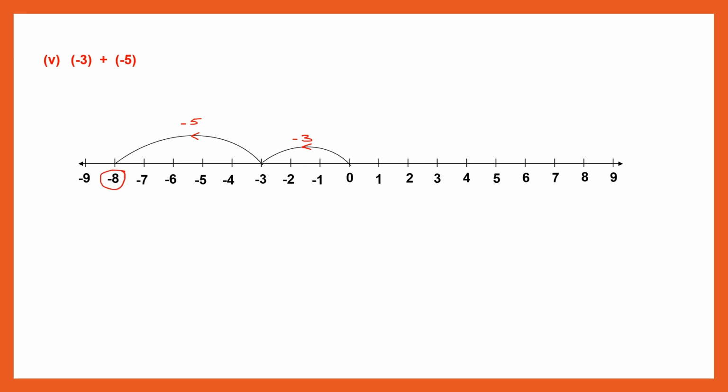So let's write out our answer here. So negative 3 plus negative 5 is equal to negative 8. This is our answer, negative 8.